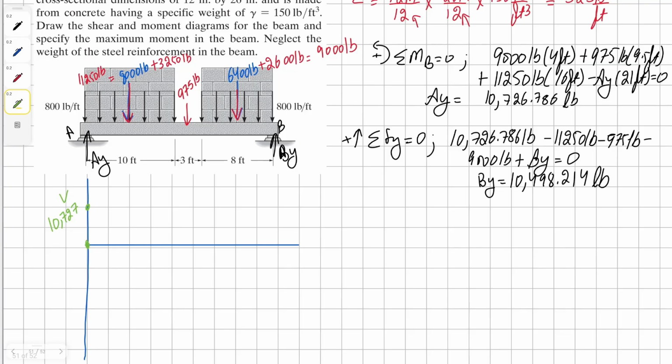11,250. We're going to be this distance over the course of 10 feet. So we're going to be coming down to negative 523 with a first order curve. And once we are there, we have to go down again another 975 pounds, which will take us down to negative 1498.